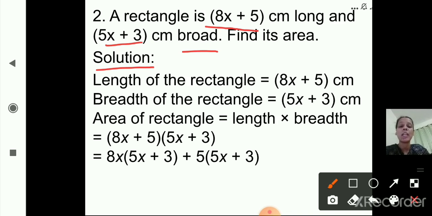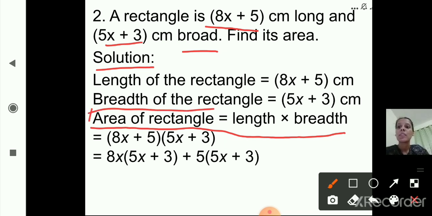So the length and breadth of the rectangle are given. We have to find the area of the rectangle. I hope all of you know the formula for the area of a rectangle. The formula is: area of a rectangle is equal to length into breadth, right? So we will write down the formula. Area of rectangle is equal to length into breadth.